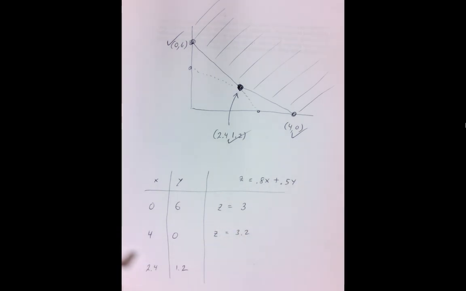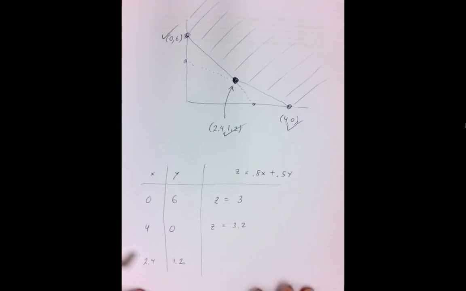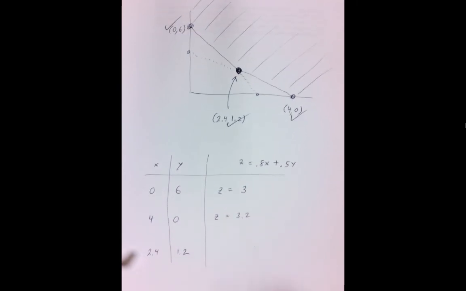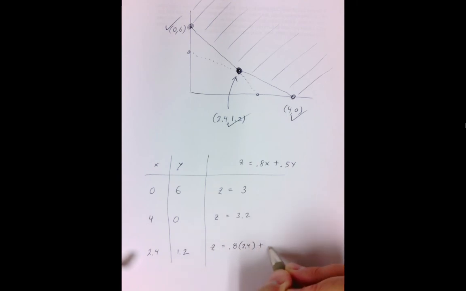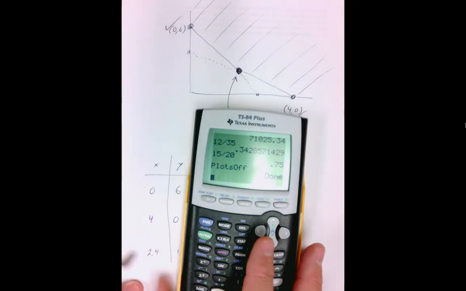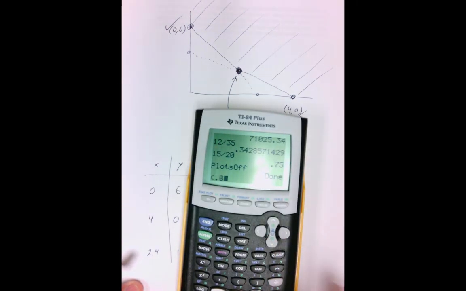Now guys, remember, we're trying to minimize here, aren't we? We're trying to find the minimum cost. It'd be kind of wacky to do a problem where we're trying to maximize cost. And z in this case is going to be 0.8 times 2.4 plus 0.5 times 1.2. I can do that in my head, but if you can't, it's not a big deal. So 0.8 times 2.4 plus 0.5 times 1.2.